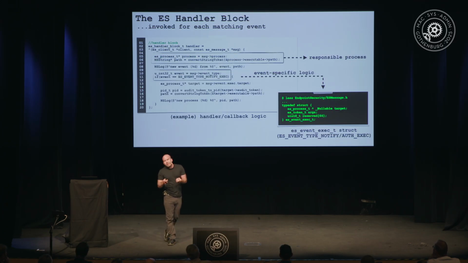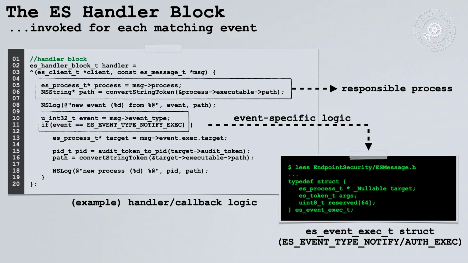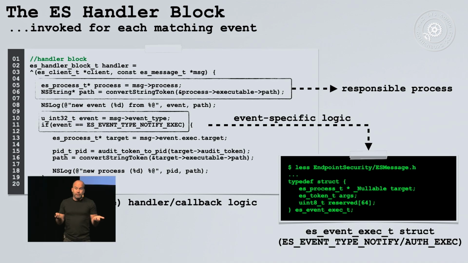Now, let's finally dig into a little bit more about that handler block, which again is invoked for each matching event. You can do whatever you want in this handler block for notification events. These events are passive. Endpoint security doesn't care. So in this case, imagine we have registered for the notify exec event that will be delivered to us after the fact when a new process has been spawned.